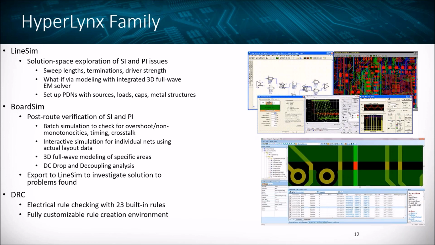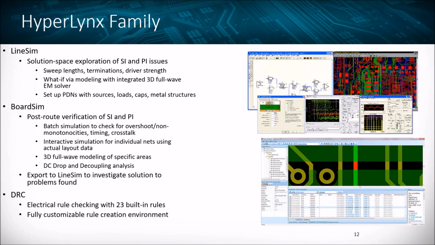Okay, so LineSim at the top there is really a what-if SI and PI analysis environment. Okay, so here we are really able to look at our interconnect design in a whiteboard environment. You can sweep different parameters. You can adjust parameters to see what will be the best way to set up your design rules in order for your signal integrity to be as good as possible. Okay, also within here, we are able to set up a power distribution network, or PDN, and see how the sources, loads, and caps and metal structures are going to affect how well your PDN operates.